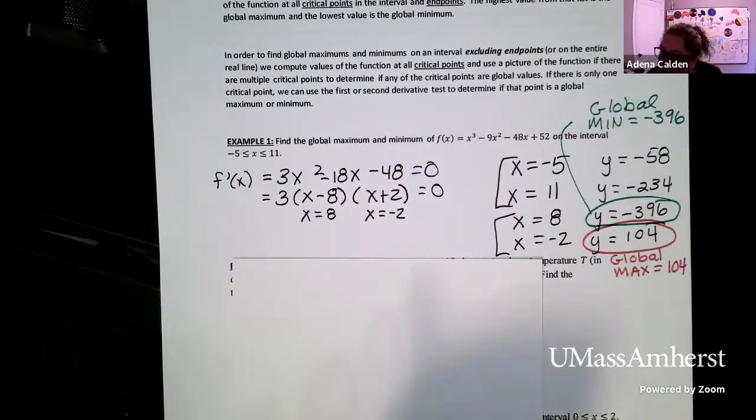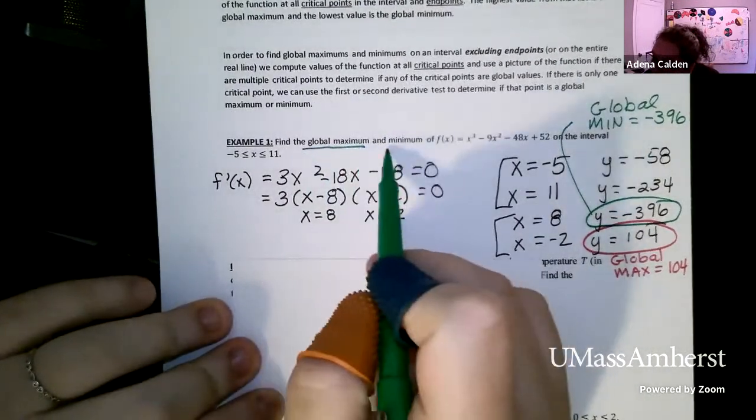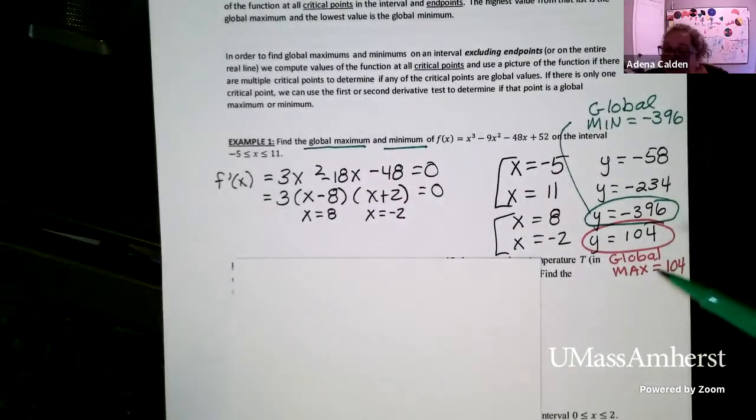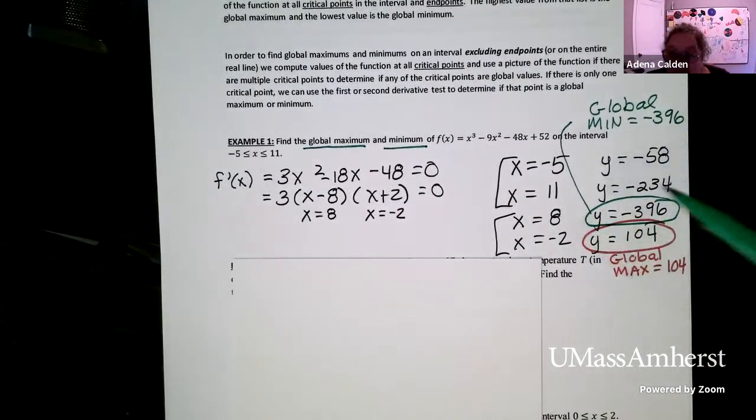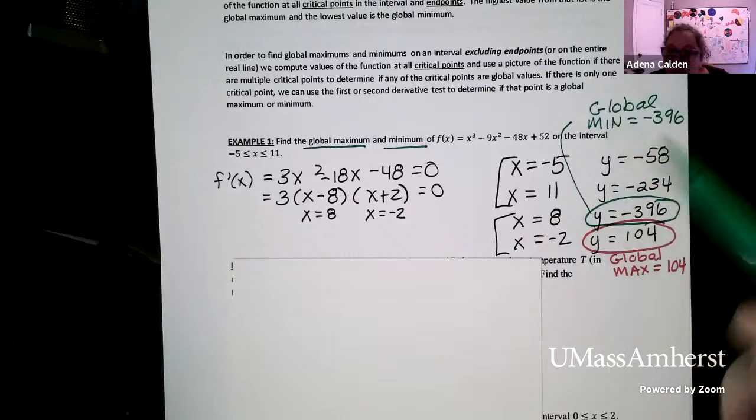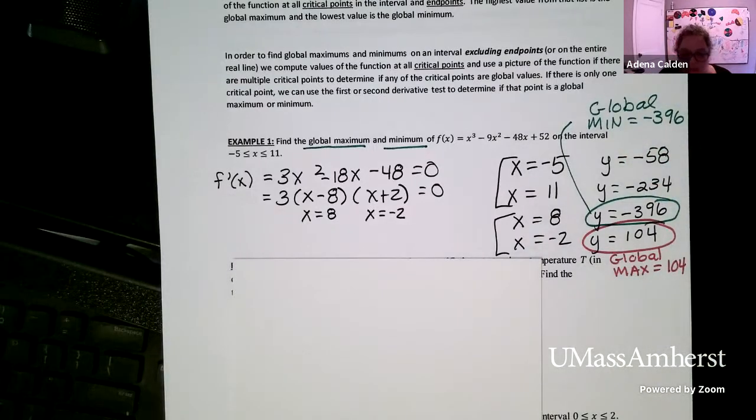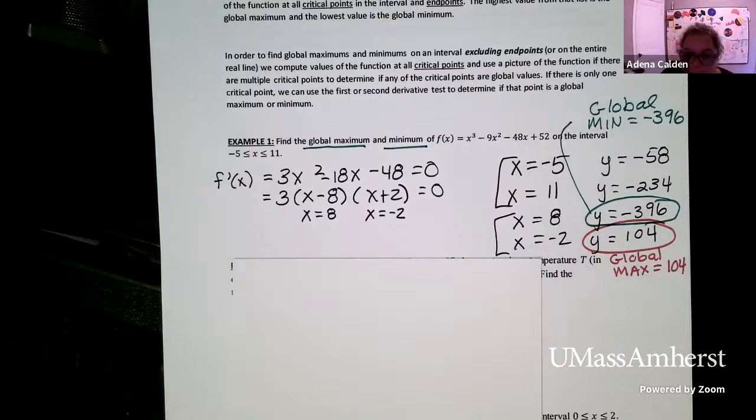So one of the things I have to be extra careful about is what the question is actually asking me to report. So here it was find the global maximum and minimum. Great. That's the y values. Okay, I'm going to report them just like this. I would say the global minimum is -396. The global maximum is 104.